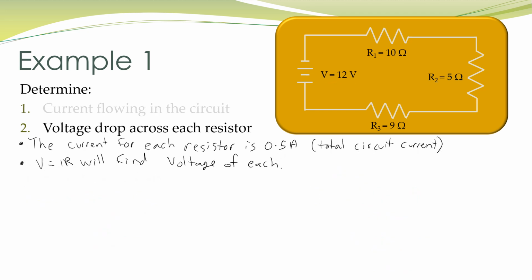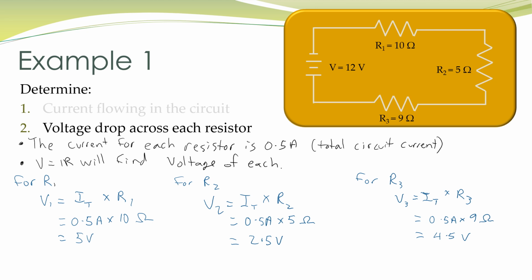Okay, let's move on to part 2. The voltage drop across each resistor. So what we know is that the total circuit current going through every component is 0.5 amp. So each resistor has 0.5 amp going through it. We know the resistance of each resistor, that's listed there. So V equals IR will tell us the voltage from this total 12 volts that's split up between each one. So how much of that potential energy is split between each one.